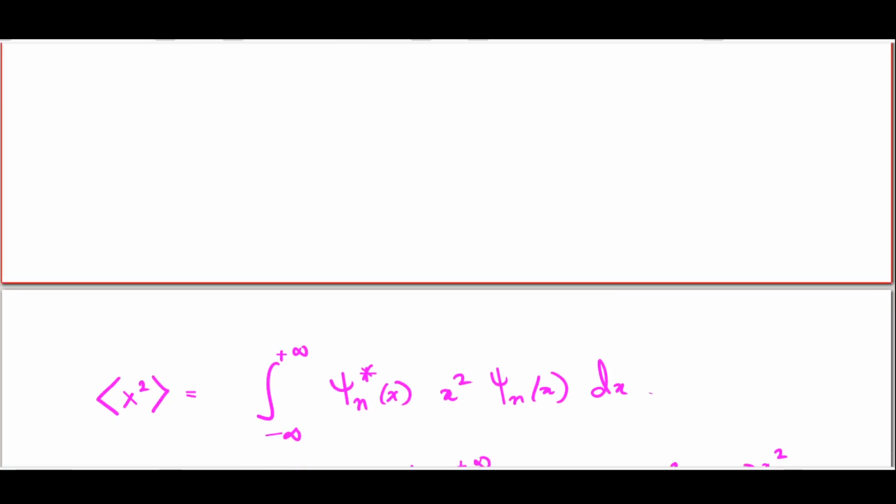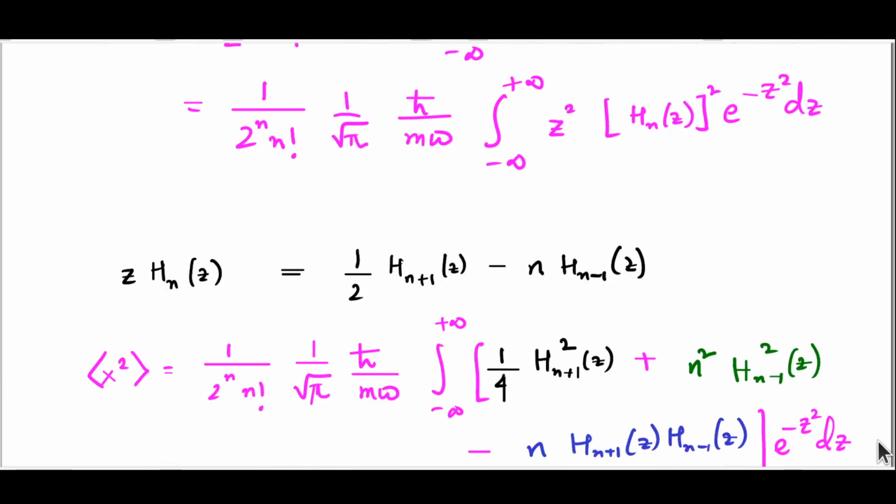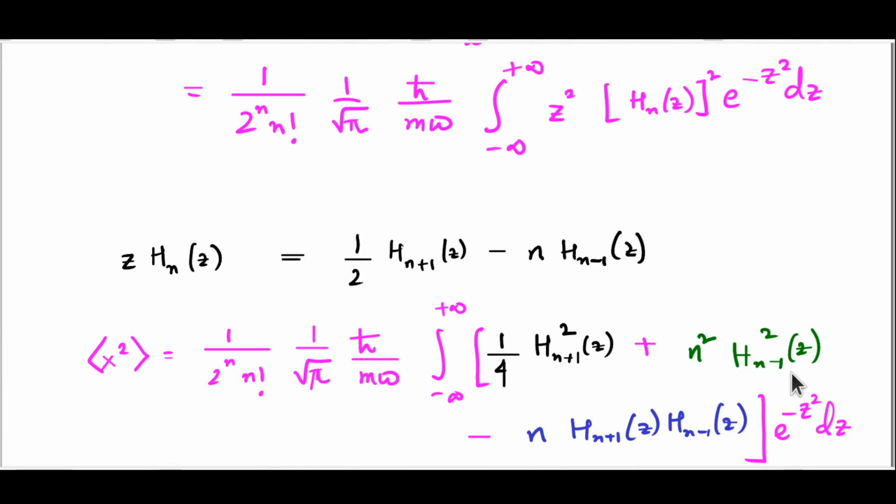Of course, squaring this and substituting gives rise to this thing in the bracket. Apart from the e to the minus z squared, this thing in the bracket here is nothing but the square of this expression: 1/4 [hn+1] whole squared plus n squared [hn-1] whole squared minus n hn+1 hn-1 z. Now we can use the orthonormality relation not only in the cases where you have different n and m, but also when you have the same n and m, namely here and here. This one, the term written in blue, involves two different Hermite polynomials, and this must vanish.